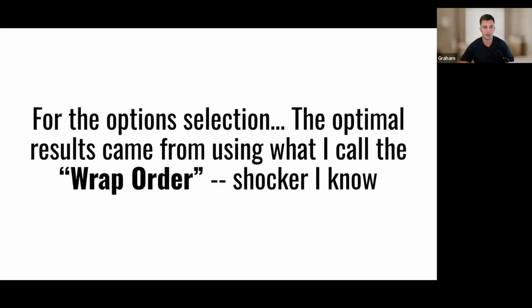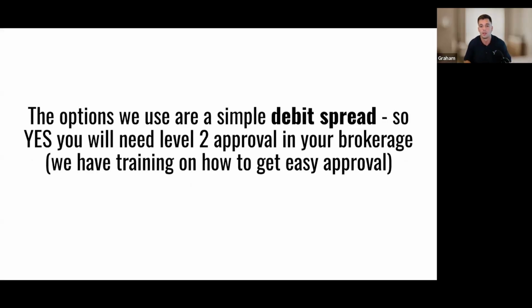I hope you guys were able to attend opening playbook last week. I covered the wrap order. It's what I use to trade most of my strategies. And we didn't just test this because I said, let's do this one because it's my favorite, and I've got an ego and I want to trade it the way I like to trade. No, we tested many different options variations. The wrap order came back as the best one to use. So the options we use are a simple debit spread. So yes, you'll need level 2 or 3 approval on your brokerage, depending on which brokerage you have. And I have a short write-up in the members portal on how to get approval if you want the easiest way to get approval.